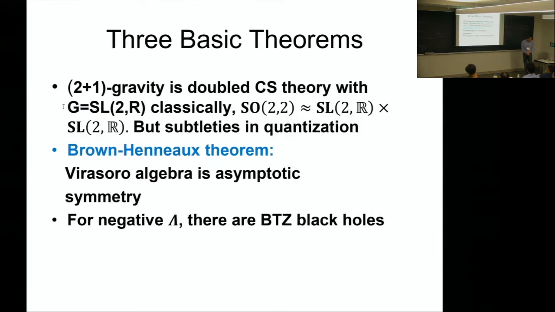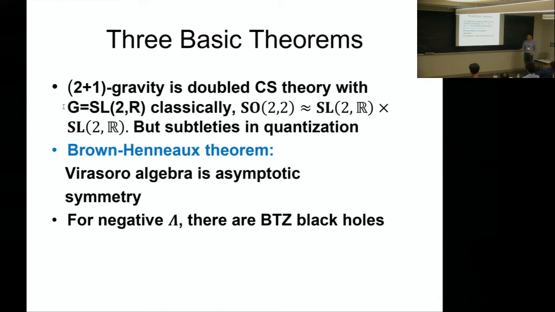And also, there are some beautiful mathematical theorems related to 2+1 gravity. There are three of them I want to mention. One is that you can rewrite the 2+1 gravity Einstein-Hilbert action as a double Chern-Simons theory. And this is completely rigorous. You just write it using the spin connection. You can just rewrite it formally, and they are equal. Of course, it doesn't mean the quantum theories are the same. There are singularities, and gauge transformation is not the same thing as diffeomorphism, so there is some subtlety there. But classically, they are really the same.